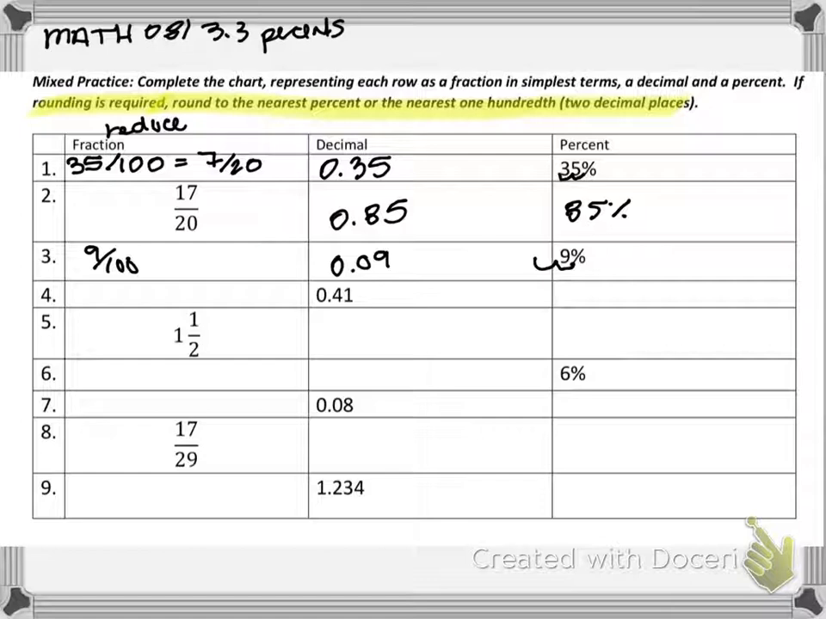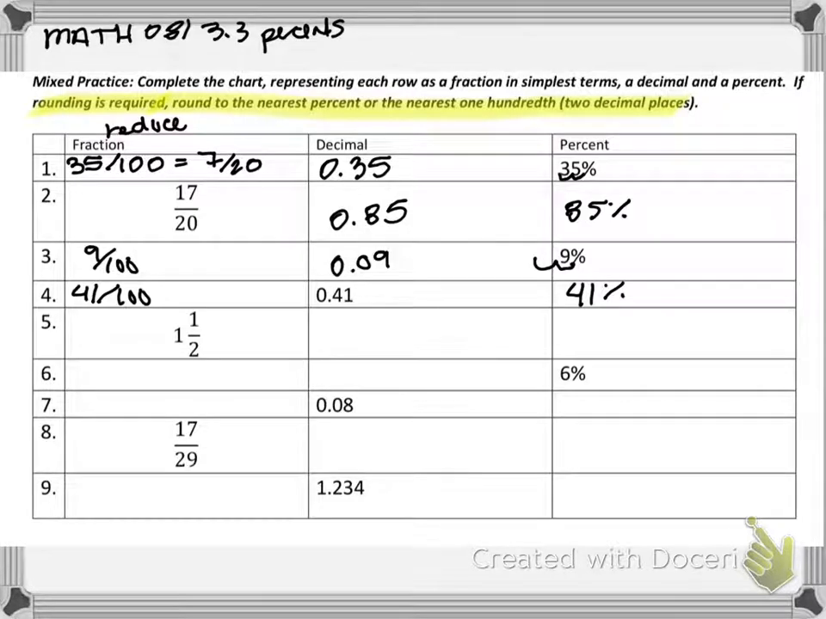Number 4, we have 0.41. So probably the easiest thing to do is first write it as a percent, just multiplying by 100%. And then if I write it as a fraction, I get 41 over 100, and 41, as far as I know, is prime, so you can't reduce that.